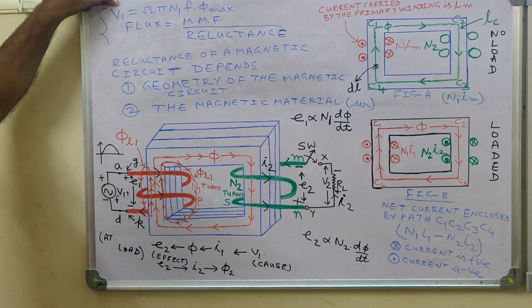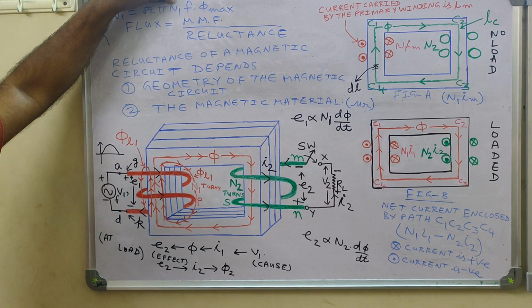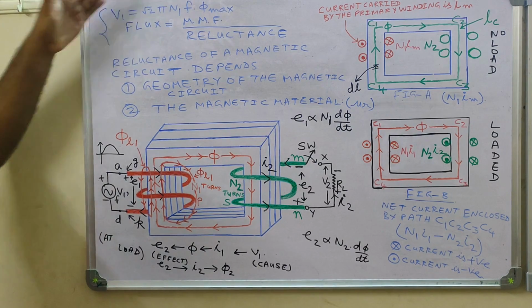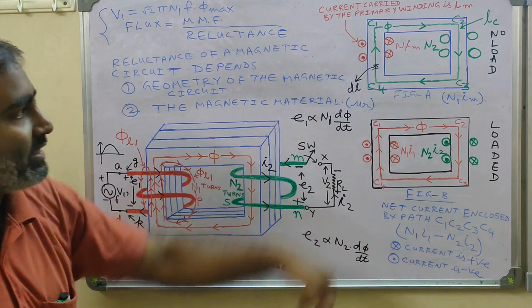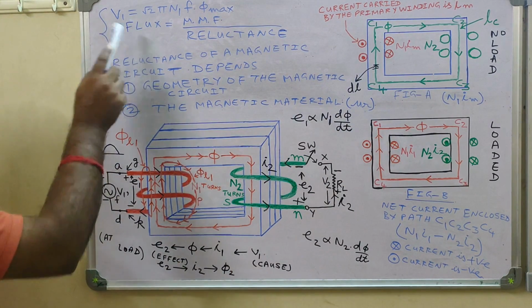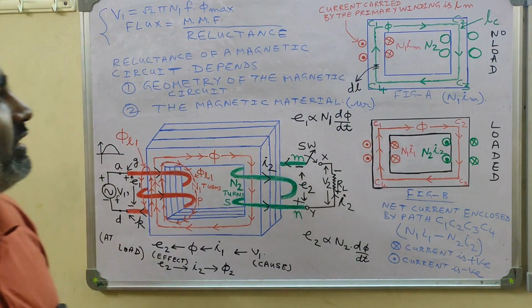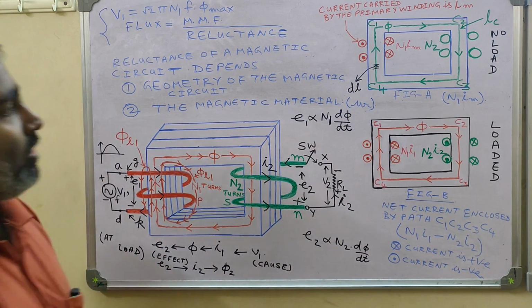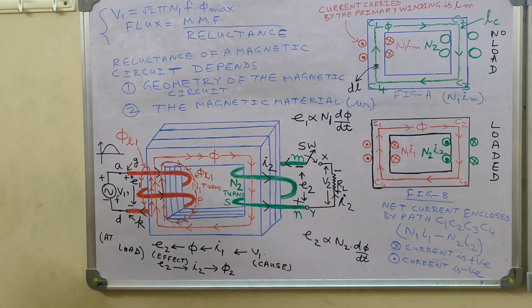Also, flux has to be the same, because we are not changing the RMS value of the applied voltage. We are not changing the frequency of the applied voltage. The number of turns of the primary coil is not changing. So phi is constant. Reluctance is not changing. So MMF has to be the same. These two things indicate that the MMF acting along the closed path C1, C2, C3, C4 at no load condition and at loaded condition has to be the same.